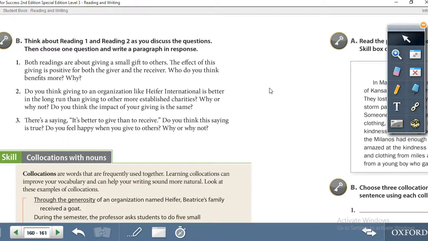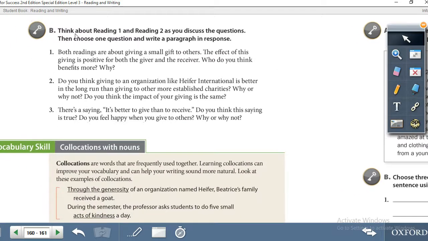So the next page, exercise B. Think about reading 1 and reading 2 as you discuss the questions. Then choose one question and write a paragraph in response. So you're going to think about reading 1 and reading 2 as you discuss these questions, and then you are going to write a paragraph in response.